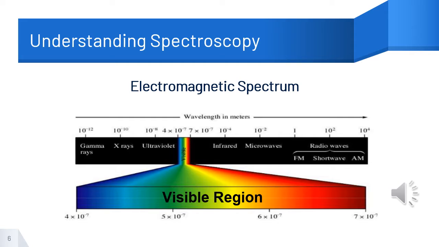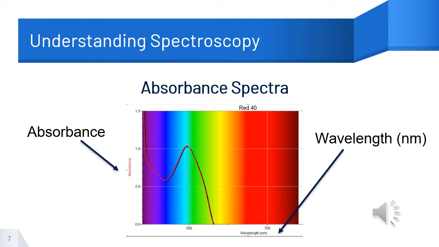This is an electromagnetic spectrum, and the section of the spectrum that we'll be focusing on is the visible region. The image shown is an example of an absorbance spectrograph. Absorbance is on the y-axis and wavelength is on the x-axis.